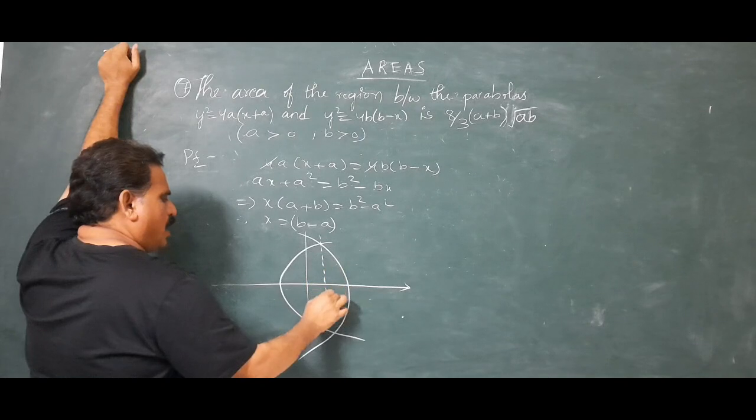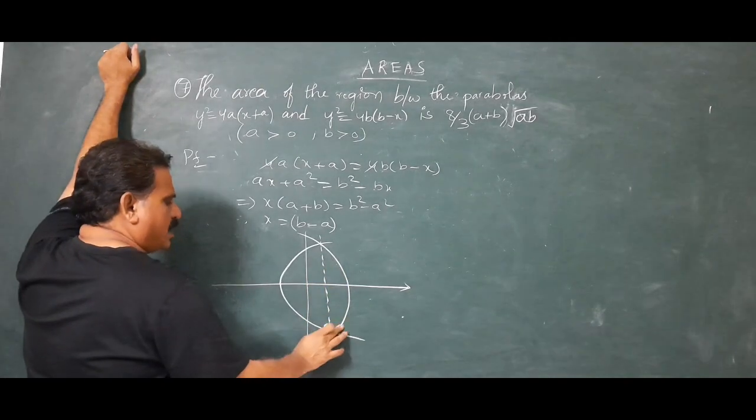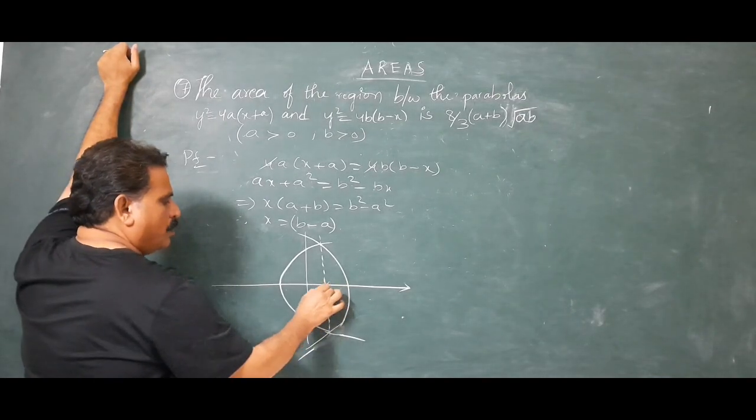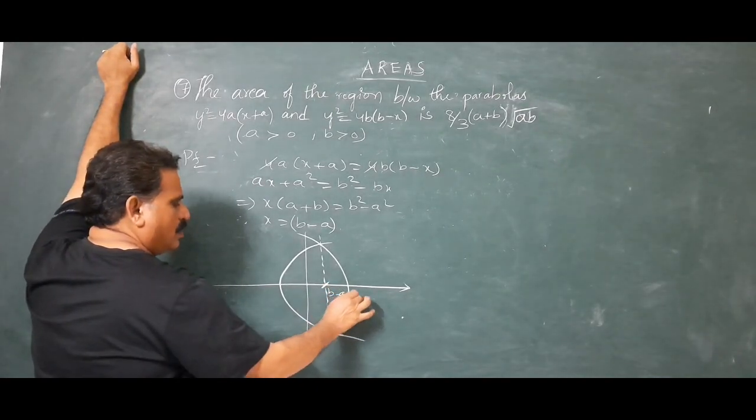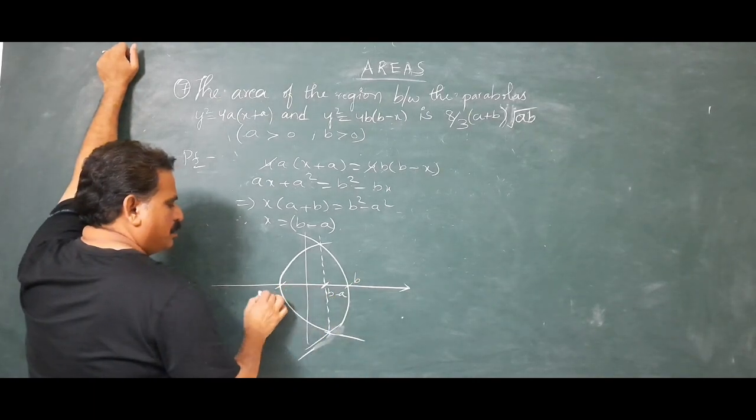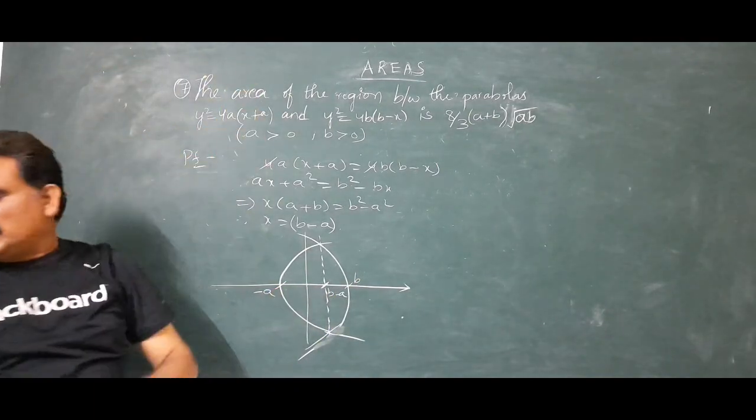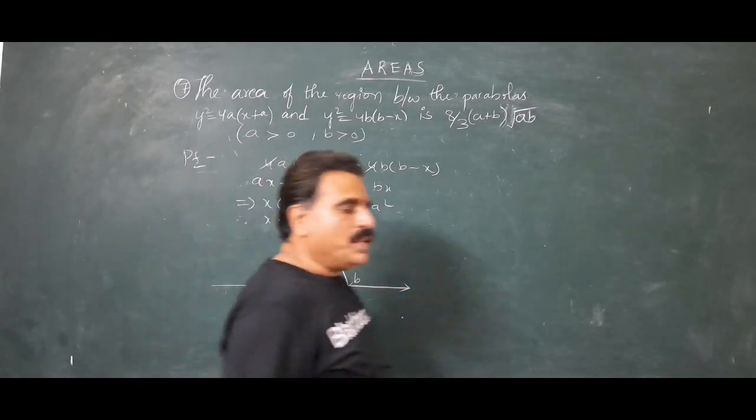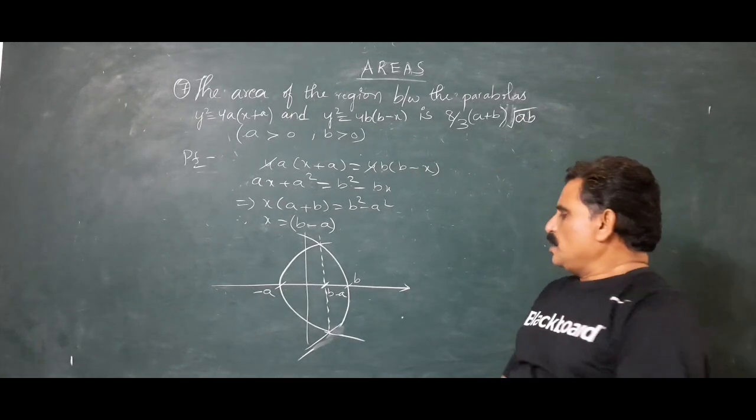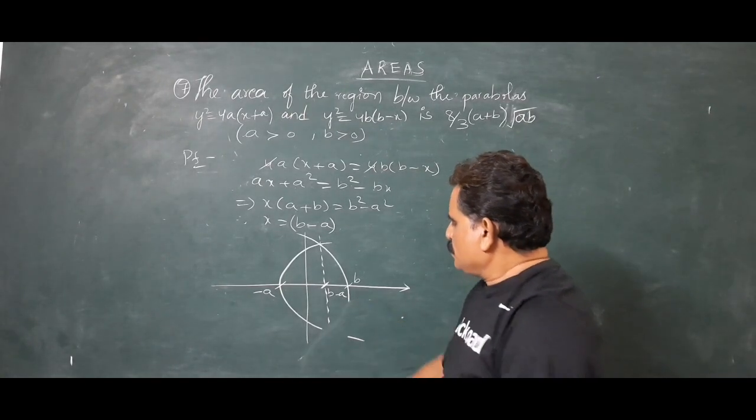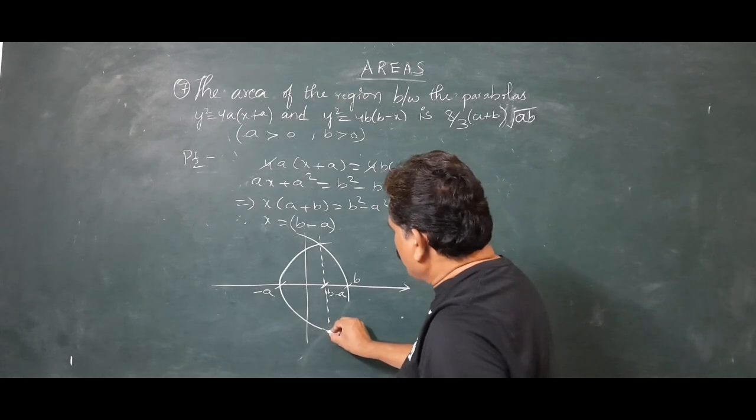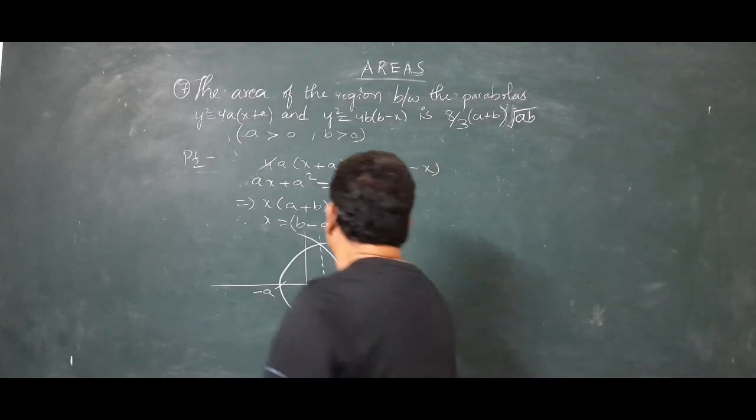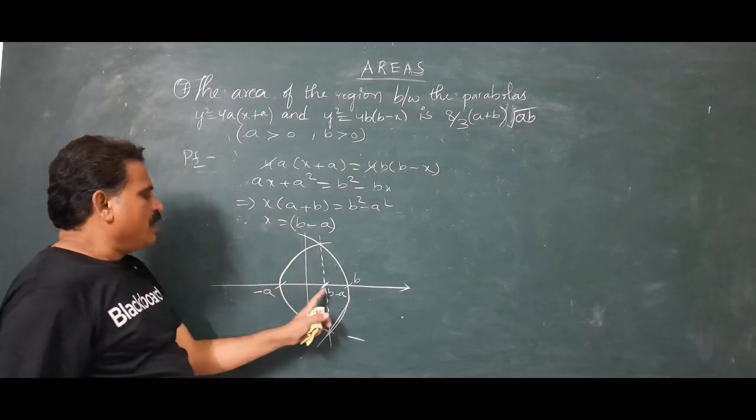Now these two intersect at x equal to b minus a. This is b, this is minus a. Now the region is from minus a to b minus a, and b minus a to b. Here the curve is from minus a to b minus a and from b minus a to b.